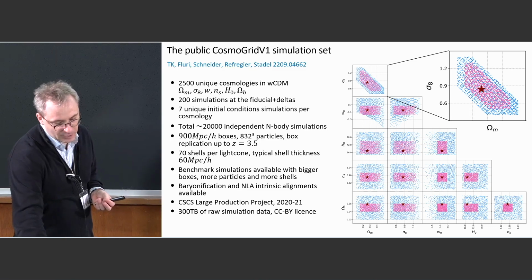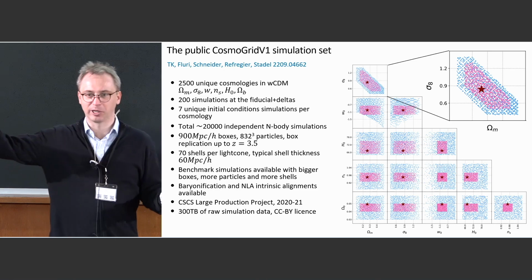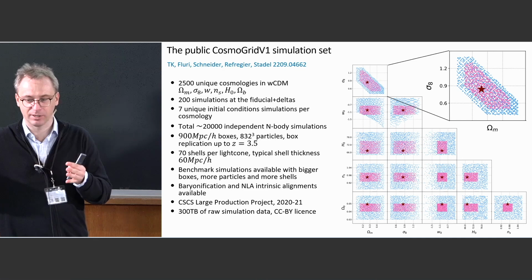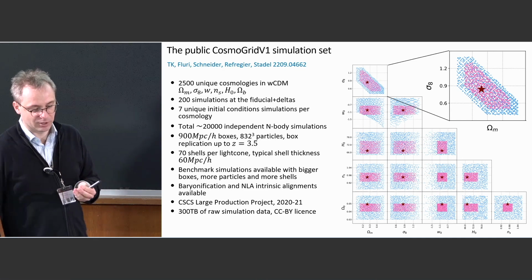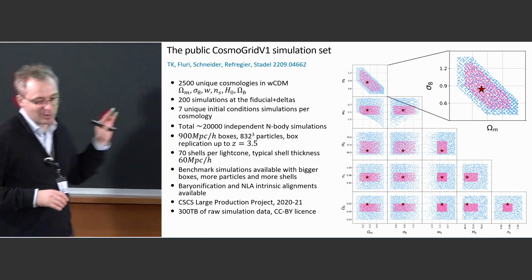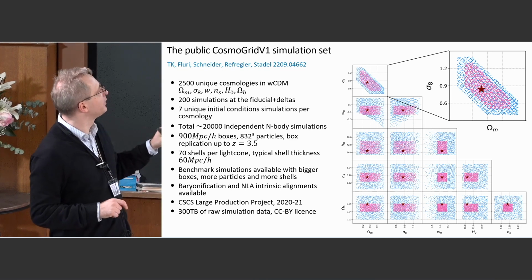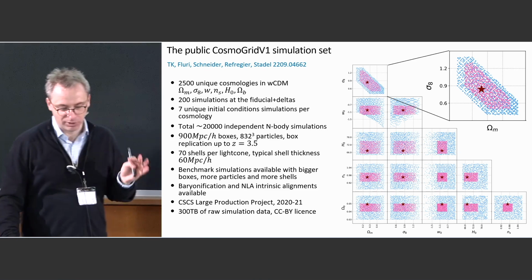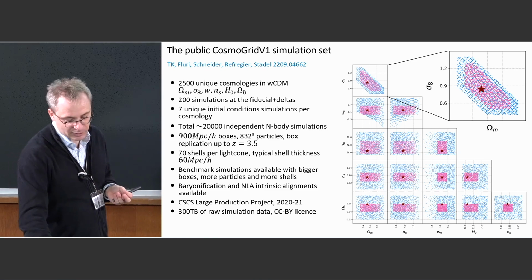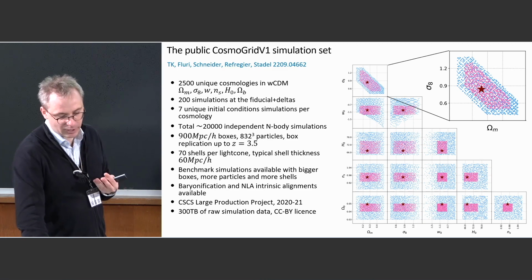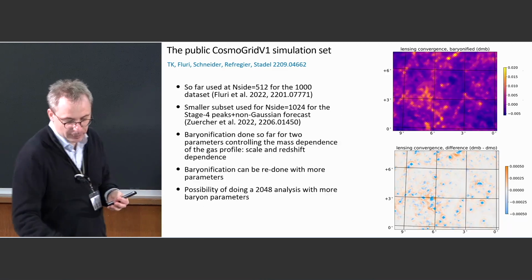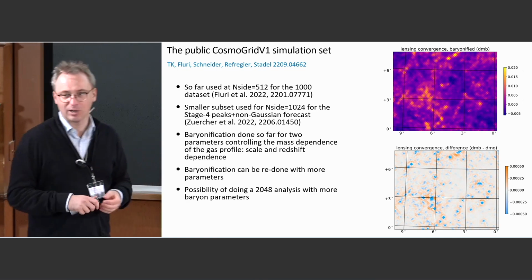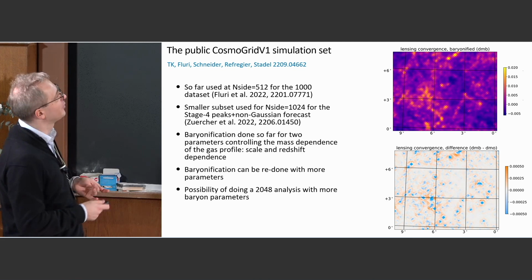And we have a lot of benchmarks. What happens if we have a bigger box? What happens if we have more shells in redshift resolution? And critically, for the first time, I think, what we have for SBI was baryonification. It's a BCM model, baryon correction model. I will tell you about that in a second. It's not a perfect model, but it's a start. So at least we can tell how sensitive we'll be to the parameters of that model.